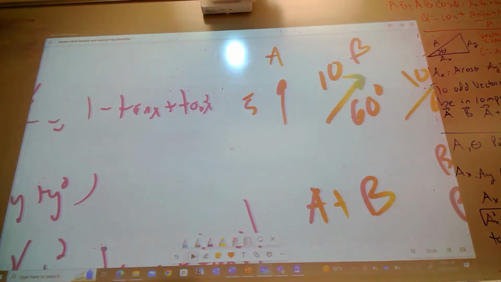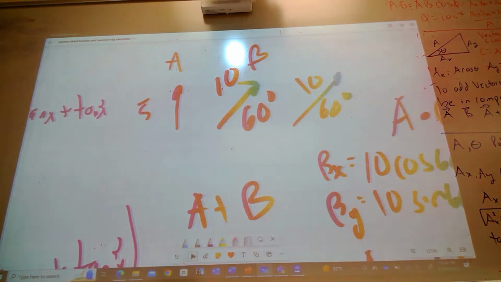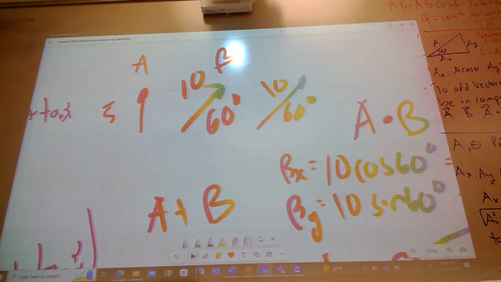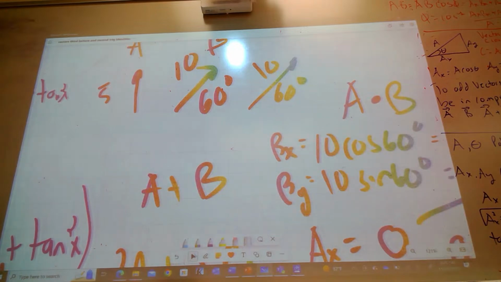Okay, so once you get those, you combine the x to the x and the y to the y. So you have 10 cosine 60, 10 sine 60. Then you have your ax and your ay. What's your ax? 0. Okay, your ay is 5.